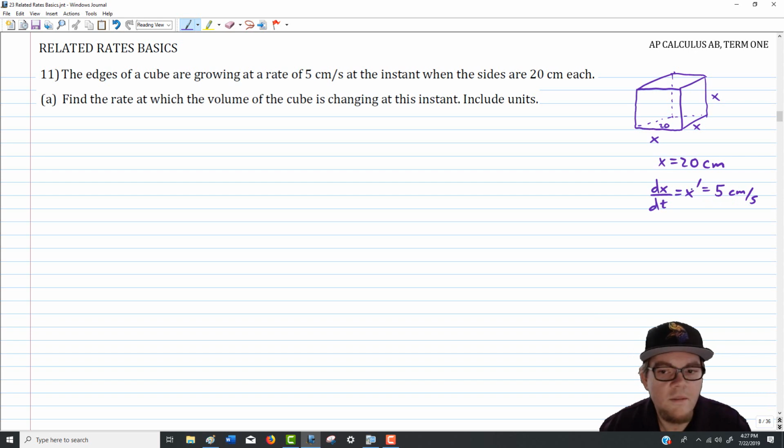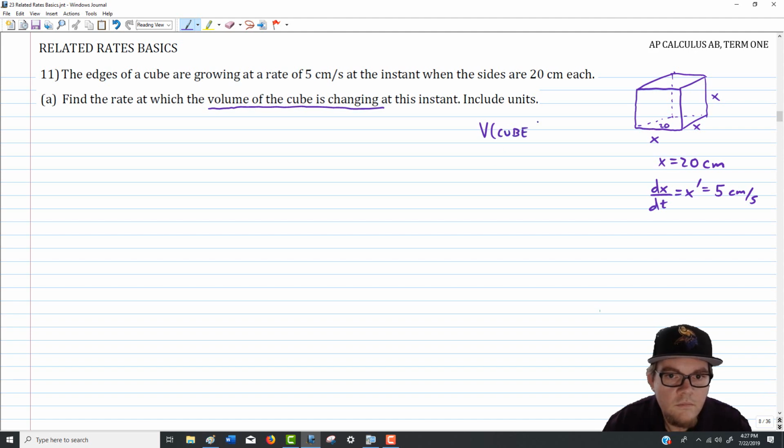The question we're asked about, though, is to find the rate at which the volume of the cube is changing. So that's what we want to know, the volume of the cube. It's worth asking yourself really fast, what is the volume of a cube? Might be something that panics you. Well, think about it this way.